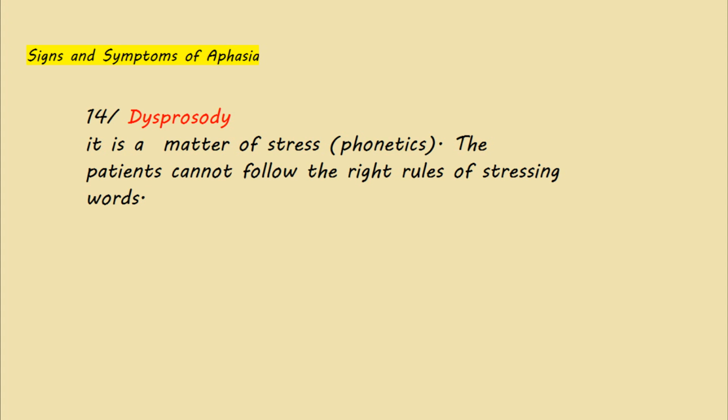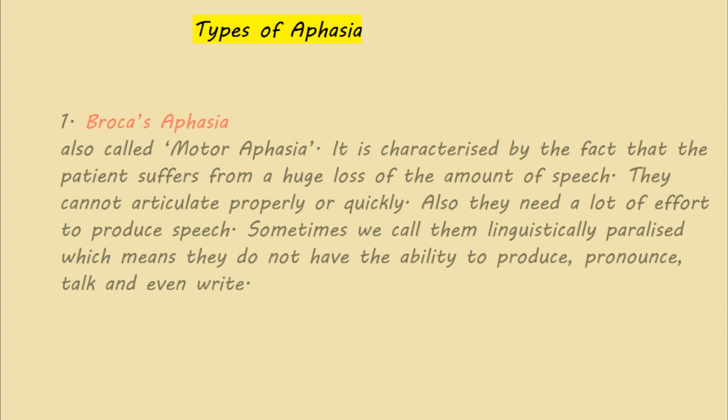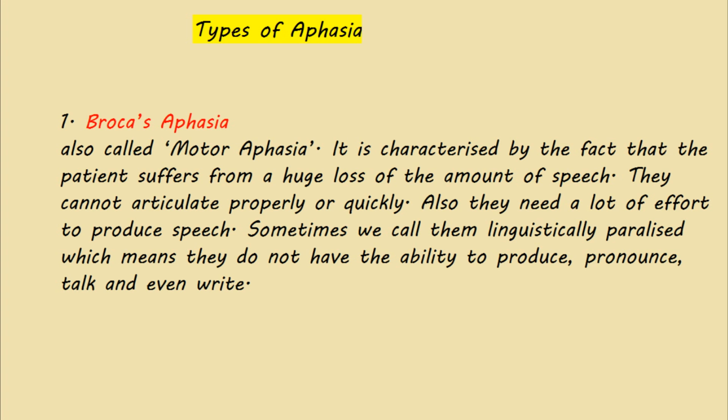Then we move to the types of aphasia. We have two major types. I advise you to watch the previous video in case you didn't, because the first one is called Broca's aphasia. I have explained Broca's area in the previous video along with Wernicke's area. Broca's aphasia, also called motor aphasia, is characterized by the fact that the patient suffers from a huge loss of the amount of speech, which means they cannot articulate properly or quickly. Also, they need a lot of effort to produce speech, and sometimes we call them linguistically paralyzed. This means they do not have the ability to produce, pronounce, talk, and even write.